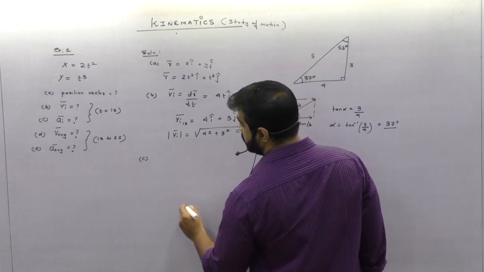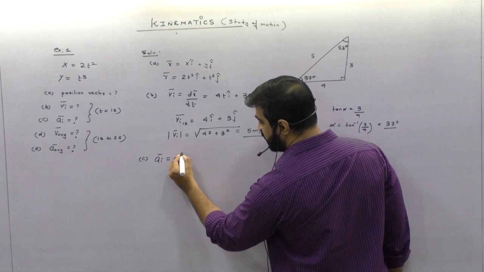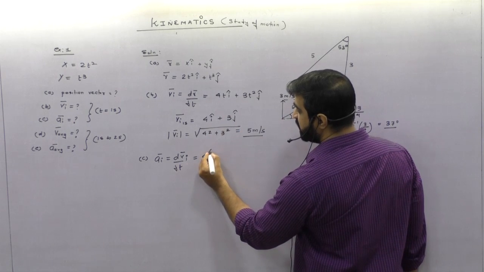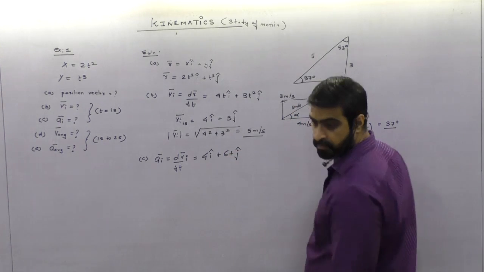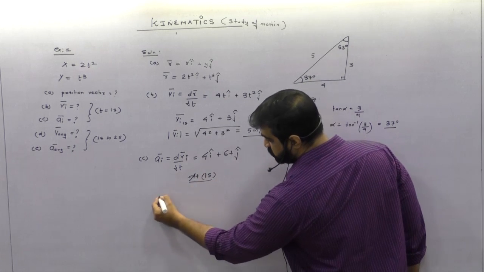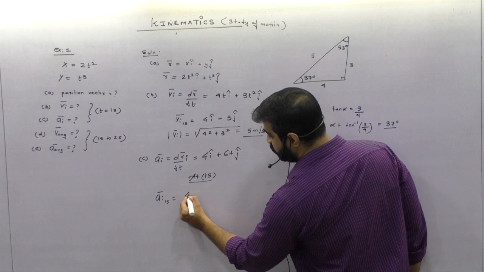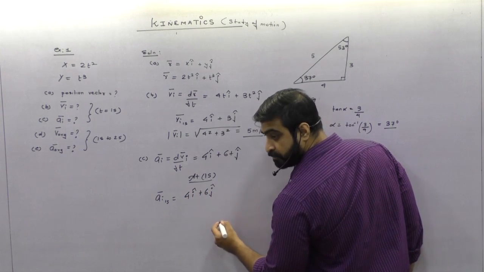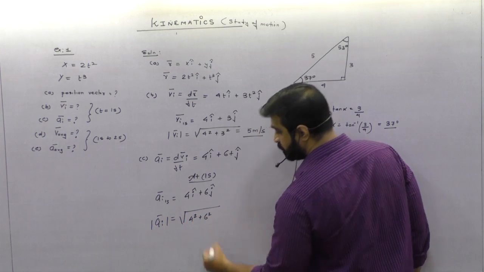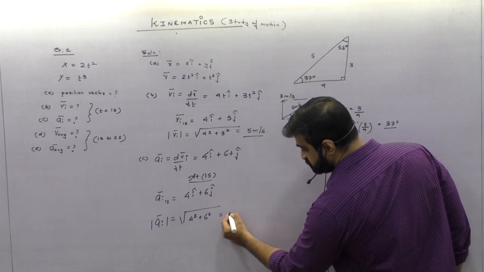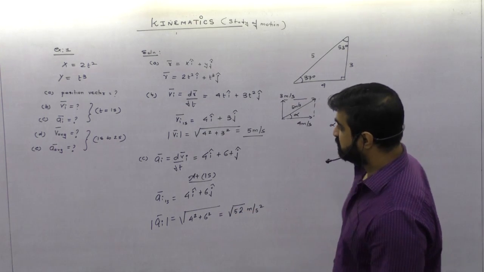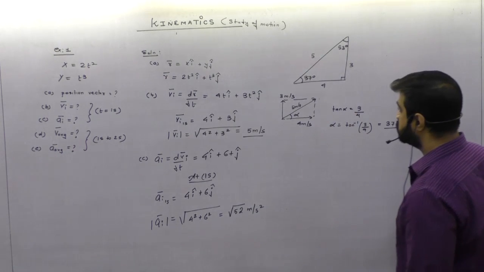C, instantaneous acceleration will be dv bar by dt. मतलब इसका डेरिवेटिव विद रिस्पेक्ट टू टाइम बोलो. 4 i cap 6 j cap, but I need at how many seconds? Yes or no? So put 1, so a at 1 second is 4 i cap plus 6 j cap. So magnitude of this will become, okay, that will be whatever, how much is the answer? Root of 52 meters per second square. They have asked you this. Yes or no?